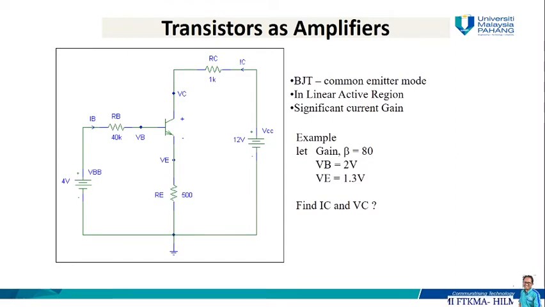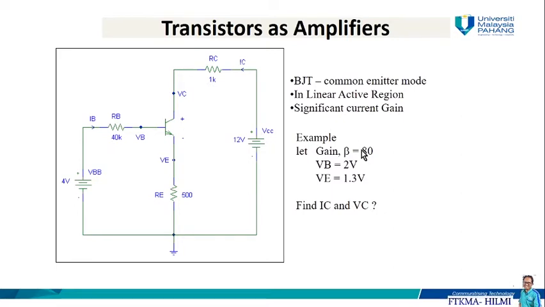Okay, transistor as amplifier. So let's take a look at one circuit example where the transistor is being used as an amplifier. So we have the NPN transistor, VB, VE, and VC, the nodal voltages at the base, emitter, and collector. We have the resistor at the base, resistor at the collector, and resistor at the emitter. We have input voltage at the base 4 volt, and input voltage at the collector 12 volt.